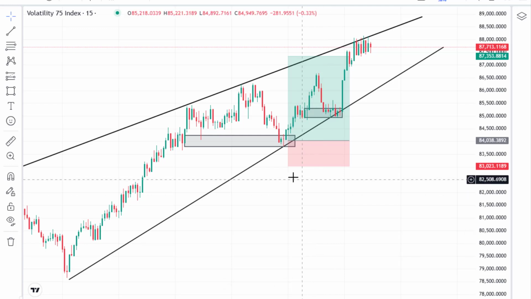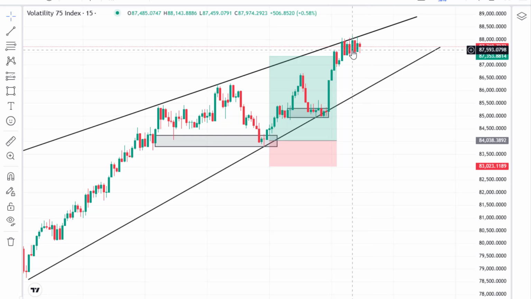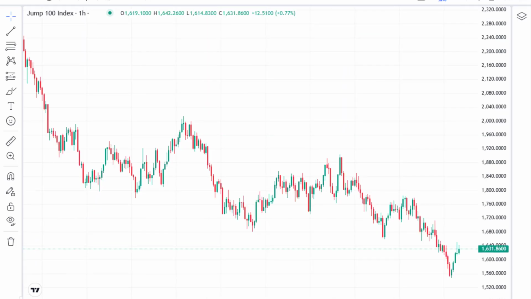I'll share with you how to use price action, because price action works for all markets, right? So we are going to be demonstrating, and I'll be sharing with you guys how I'm able to take these trades and all of that, right?